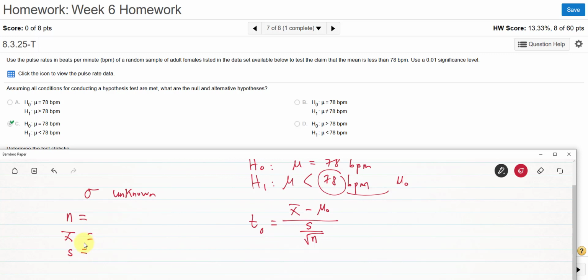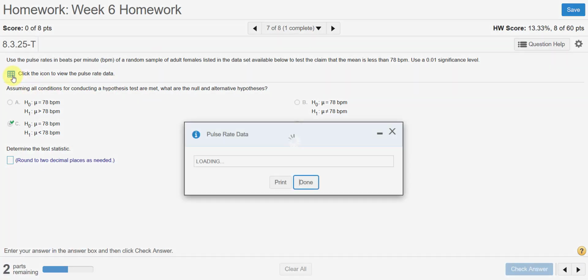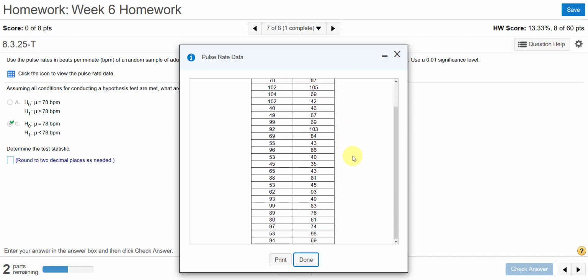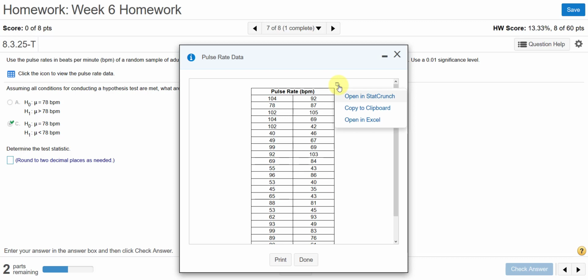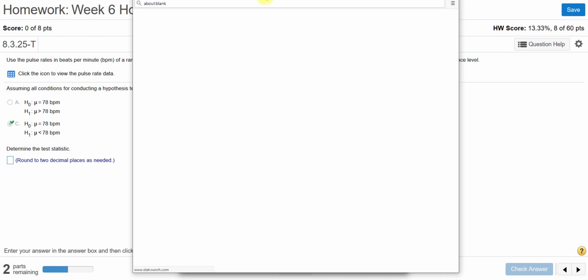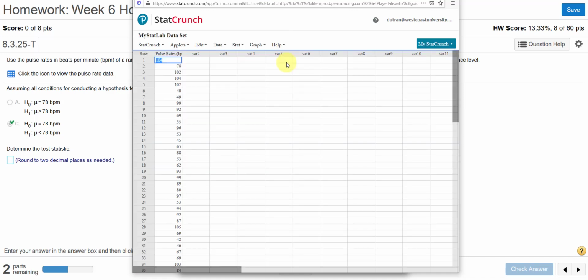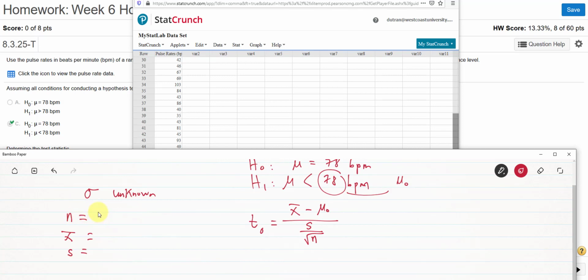We can do that using StatCrunch. Let's do this in this problem. So click on this here. They give you the pulse rate in beats per minute, right? Everything is here. You can open this data in Excel or in StatCrunch, but let's do it in StatCrunch. So wait for a few seconds so that it opens everything. And you can see that we have row 1, all the way down to 50. So there are 50 data values, so n, the sample size, should be 50.